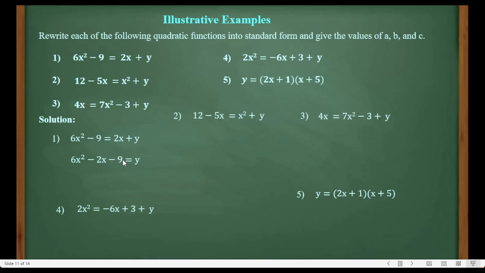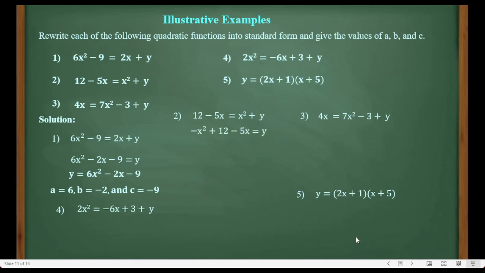Okay, the expression on the left side has 3 terms which are in proper order. Quadratic term is written first, followed by the linear term and constant term. But then, this is not yet totally written in standard form, so we need to interchange the position of the right and the left side of the equation using the symmetric property, so that the equation becomes y equals 6x squared minus 2x minus 9. And from here, the equation is now in standard form. Therefore, a, b, and c values are what? 6, -2, and -9 respectively.